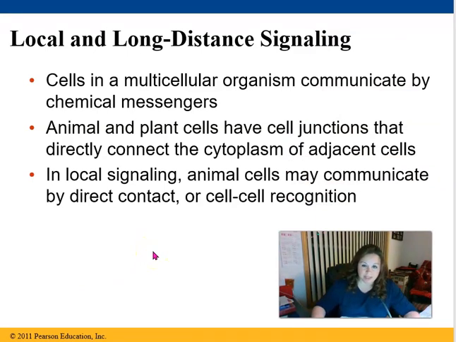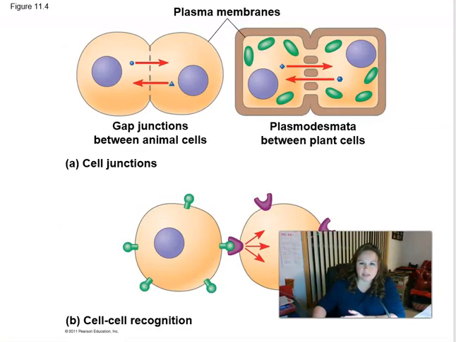So, cells in a multicellular organism communicate by chemical messages, and so those would be proteins or lipid-based hormones. Animals and plants can communicate, their cells can communicate with each other if they're really close by. They have little spaces in between. Let's look at a picture.